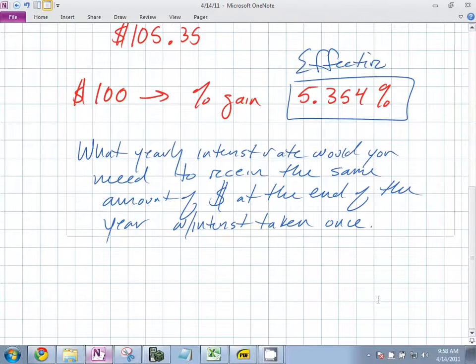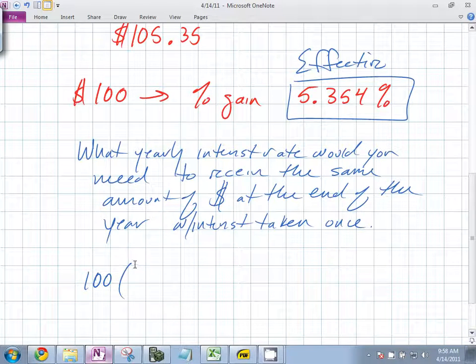5.35. So let's do 5.25% daily. What would that be? $100, right? Plus, over what? To the 360. Exactly. We're using 360.